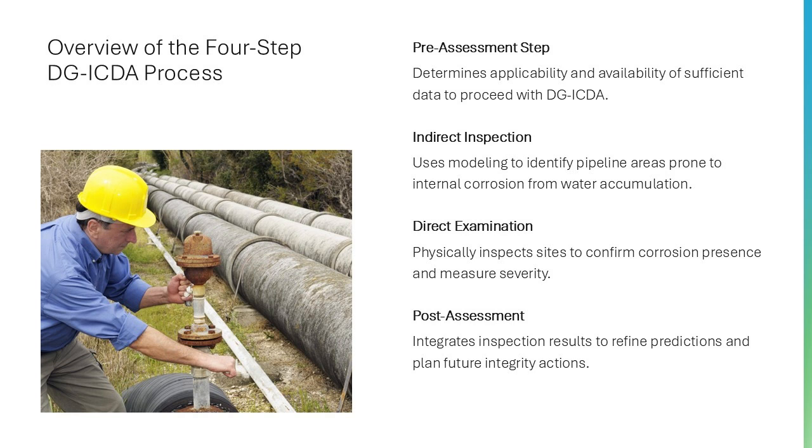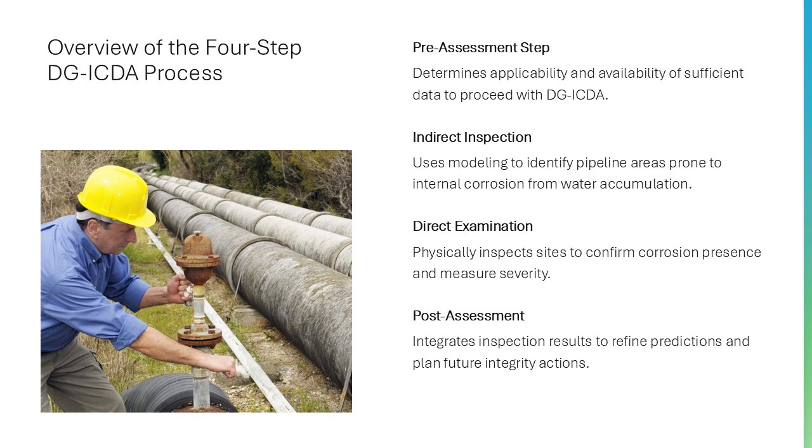DG-ICDA is structured around a four-step process designed to systematically assess and manage internal corrosion threats. The first step, pre-assessment, determines whether DG-ICDA is applicable and whether sufficient data exist to proceed. The second step, indirect inspection, involves modeling and analysis to identify locations where internal corrosion is most likely based on water accumulation potential. The third step, direct examination, consists of physically inspecting selected sites to confirm the presence or absence of corrosion and to measure its severity.